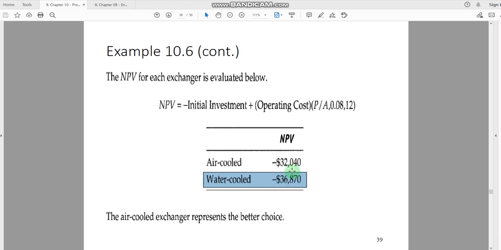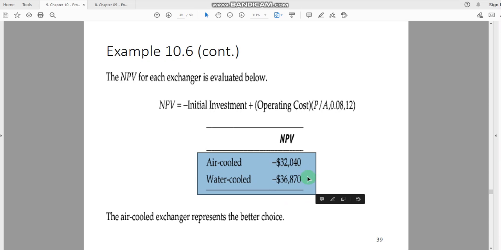Okay, so from here what we see from the analysis, the air cooled heat exchanger is the better choice. So we have to choose the equipment that will give you the least negative net present value, or like the higher net present value. So here it is the least negative net present value for the air cooled, which is the better choice in our analysis.